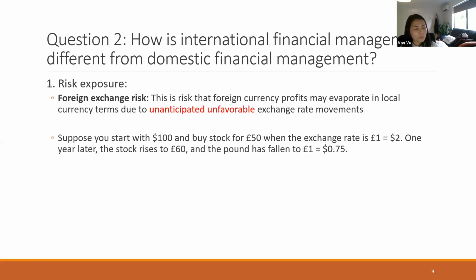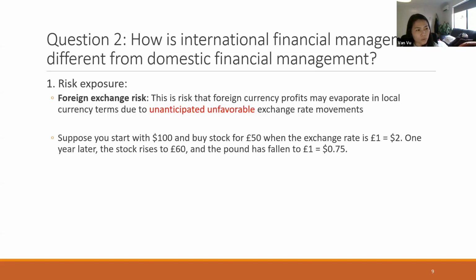So for example, now let's look at a stock investor. Suppose we start with $100 and we invest in the UK. At the moment, the exchange rate is for every £1, we are going to exchange for 2 Australian dollars, which means that if we convert $100 into pounds, we are going to get 50 pounds.